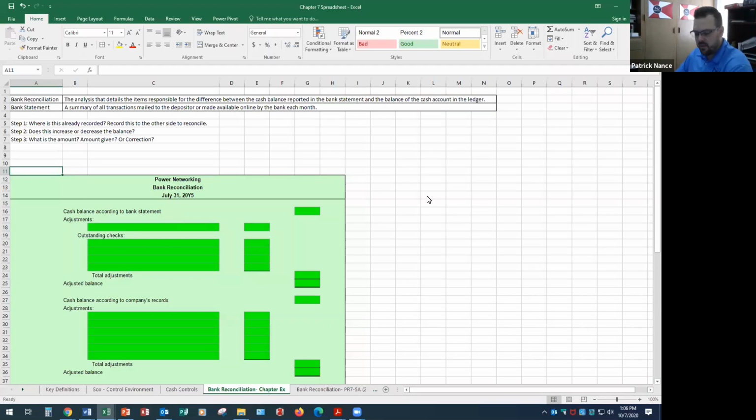Okay, now we're going to talk about Chapter 7, the bank reconciliation. Bank reconciliation is a really important part of our internal controls because it makes sure that our cash, according to our records, matches our cash according to our bank.